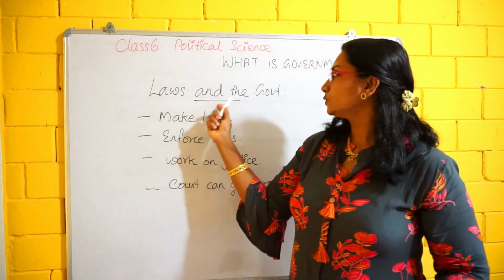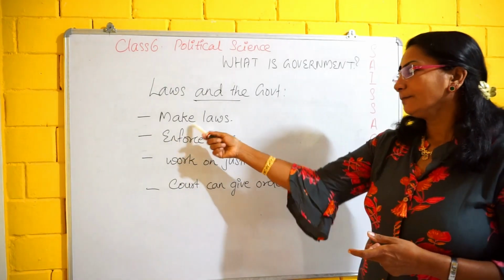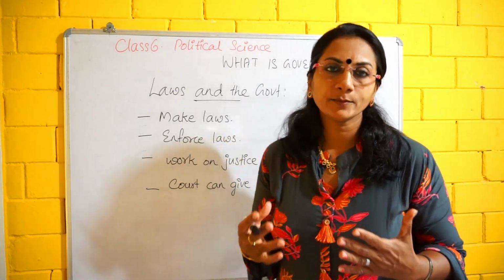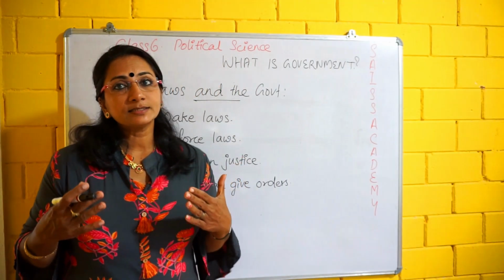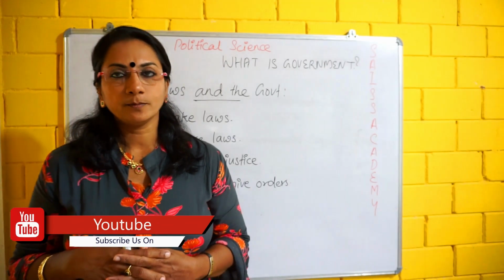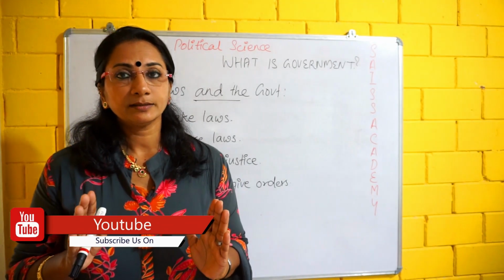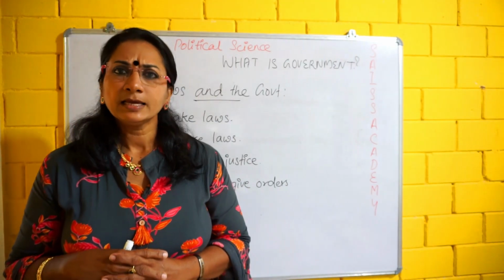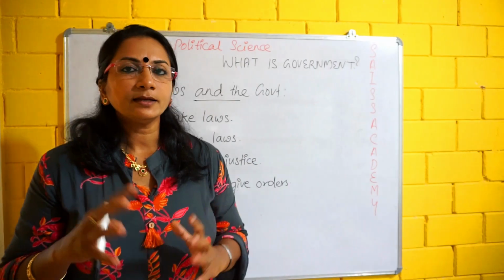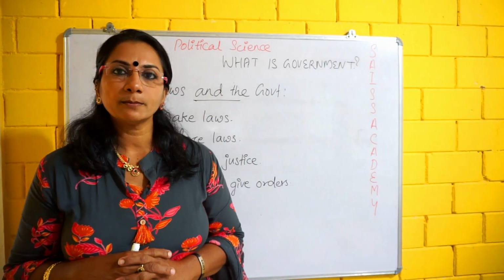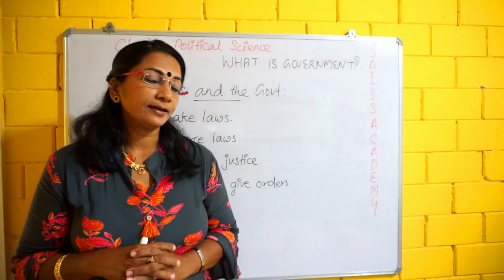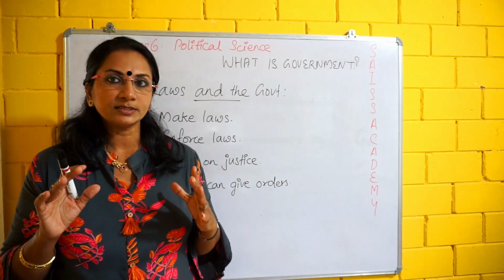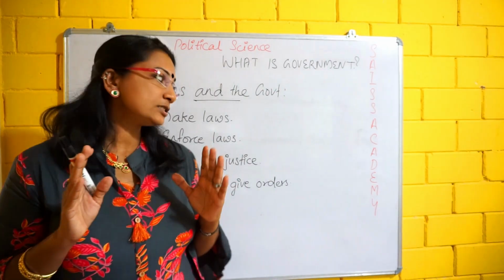Okay, next topic is laws and the government. Make laws, enforce laws, work on justice, courts can give orders. Listen, I am going to discuss these points. It is the government that makes laws. Once the laws are formulated, the enforcement of laws is very important, because if a law is drafted and it is not implemented, that law is useless. Understanding the problem of inequality and injustice is another area where the government works. Based on the enforcement of laws, courts give certain orders which have to be followed by the people or residents of the country.